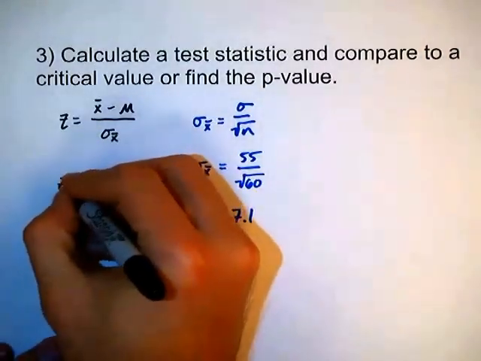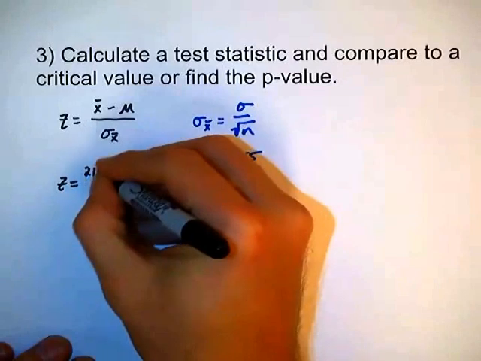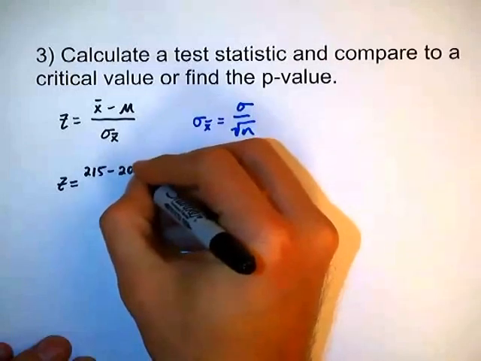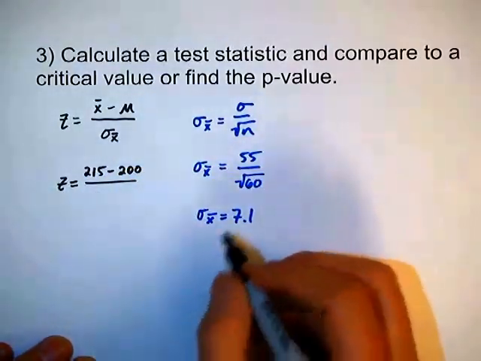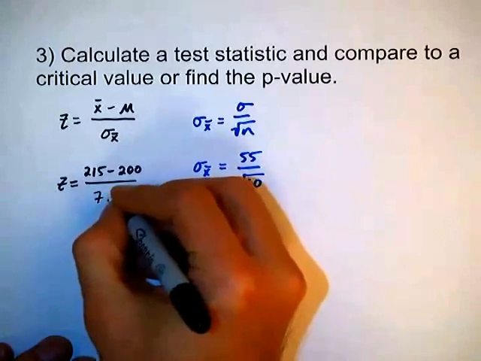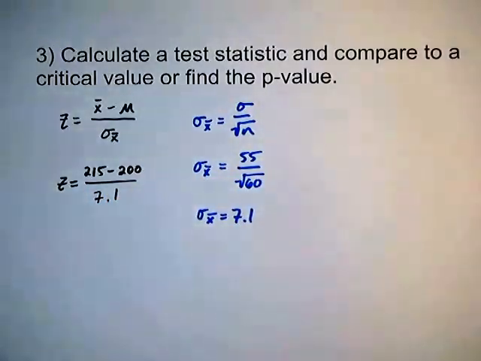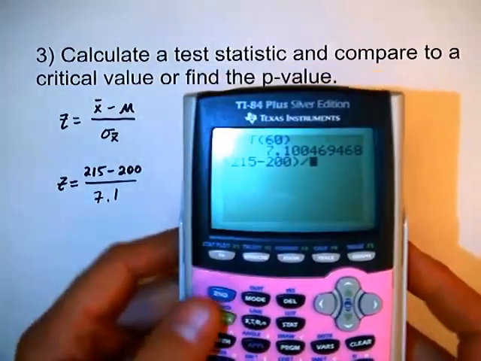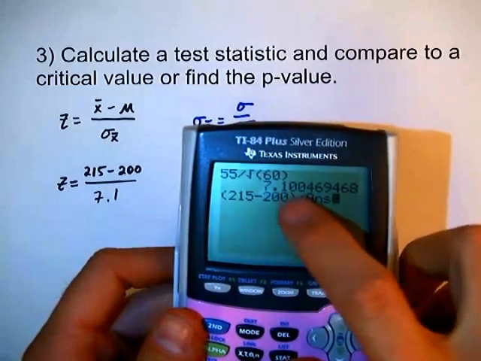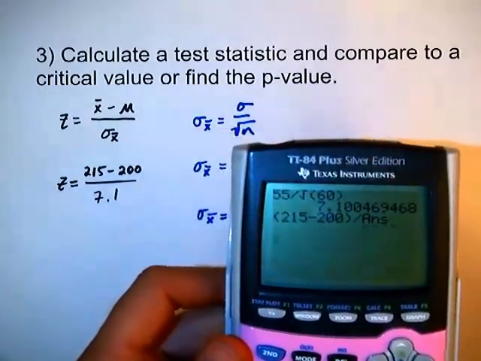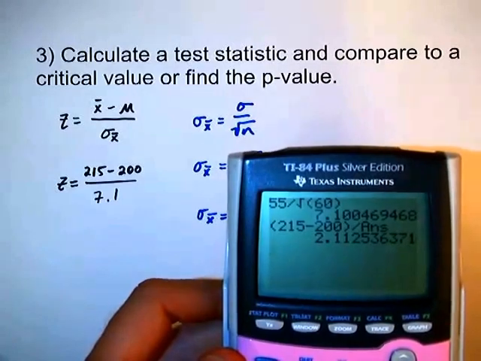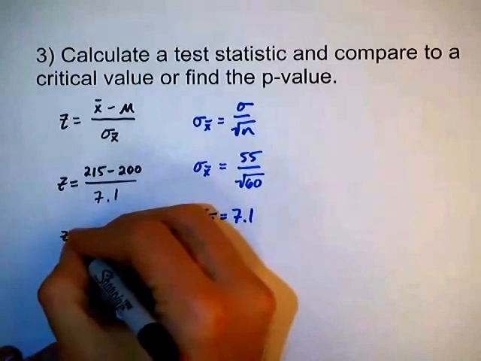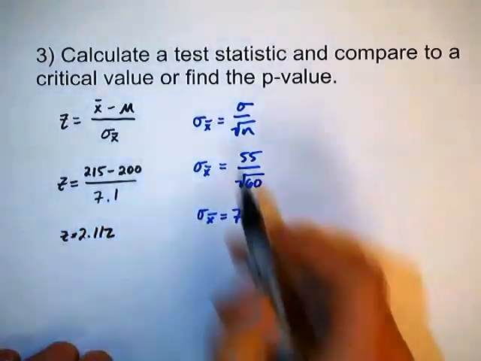Okay, so z is going to equal my sample mean, which was 215, and I'm going to subtract my hypothesized population mean. I hypothesized it to be 200, and now I'm going to divide by this standard error, so 7.1. Okay, so I'll do that also in my calculator. So I'll do 215 minus 200, and then I'm going to divide by, and I'm going to use my last answer feature to preserve accuracy with that standard error. Okay, so if I hit enter there, it'll give me a z-score of about 2.112. Alright, so z equals 2.112. So that's my test statistic.